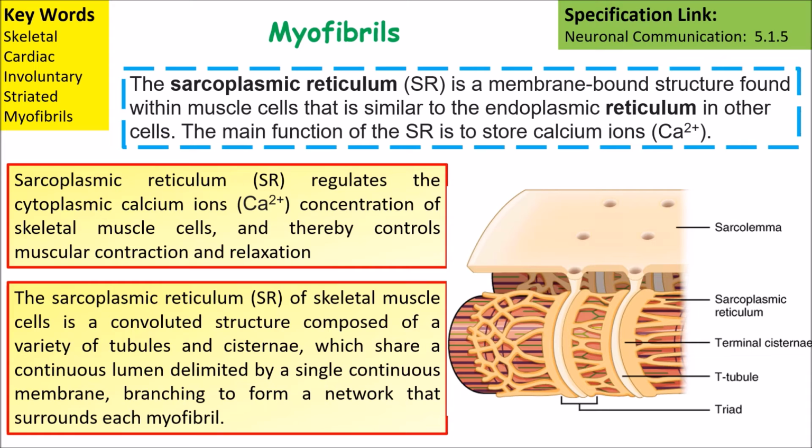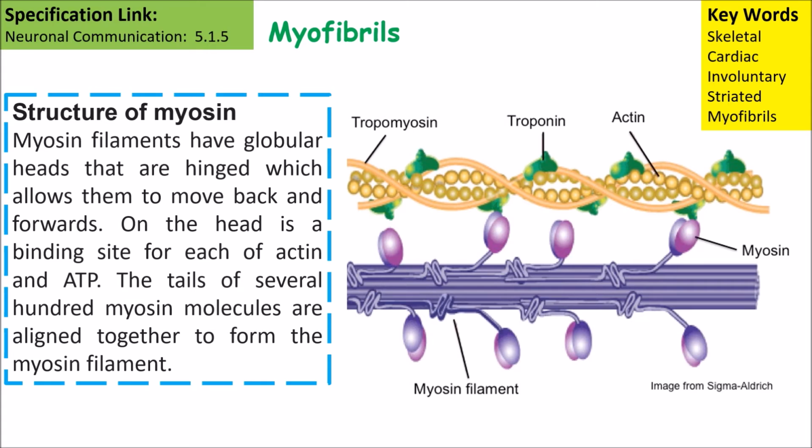The sarcoplasmic reticulum of skeletal muscle cells is a structure composed of a variety of tubes which share a continuous lumen that goes between them, and it branches out into a long network between the individual microfibrils. Within the microfibrils, we find the two types of proteins called actin and myosin.